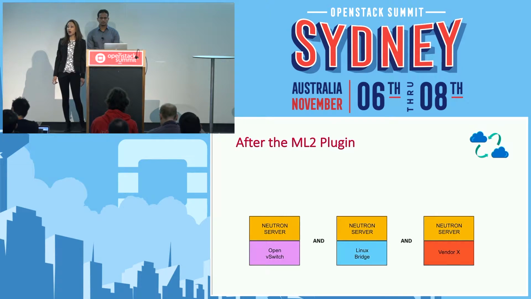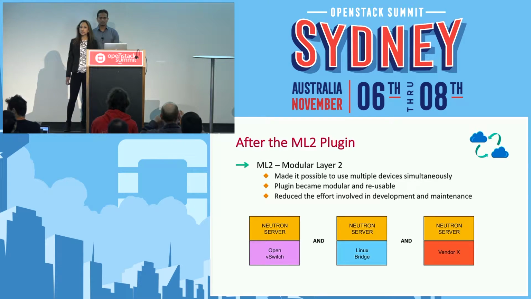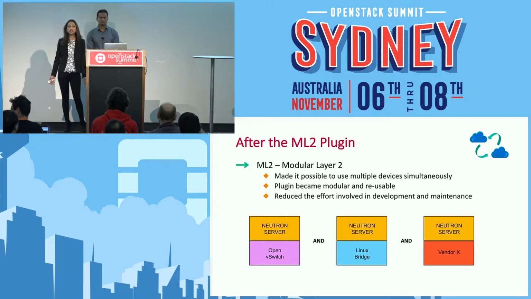This is how things looked after the ML2 plugin. So you can see all the ORs, which now changed to ANDs. ML2 stands for Modular Layer 2 Plugin. As the name suggests, it made the plugin both modular and reusable. The plugin now acts more like a framework. It made it possible to use multiple networking devices simultaneously, and as a result, it reduced the amount of effort involved in development and maintenance.